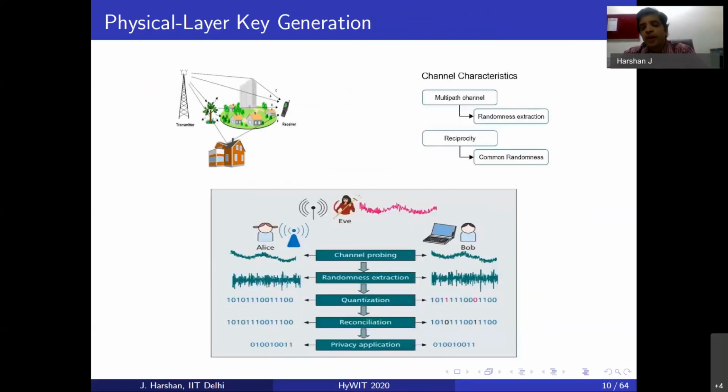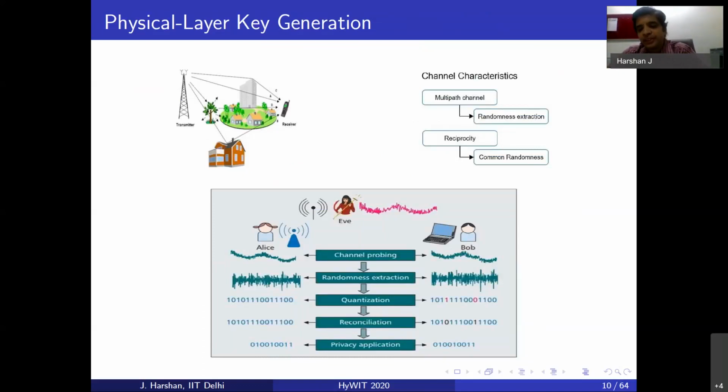Now, there are two fundamental reasons why this potentially works. One of them is the rich scattering environment in a wireless channel, basically the multipath fading, because of which the channel variations that they witness are random. Especially, it is desired to have randomness of large variations, so that this would lead to a very high entropy random variable. Right? So that is one of the reasons.